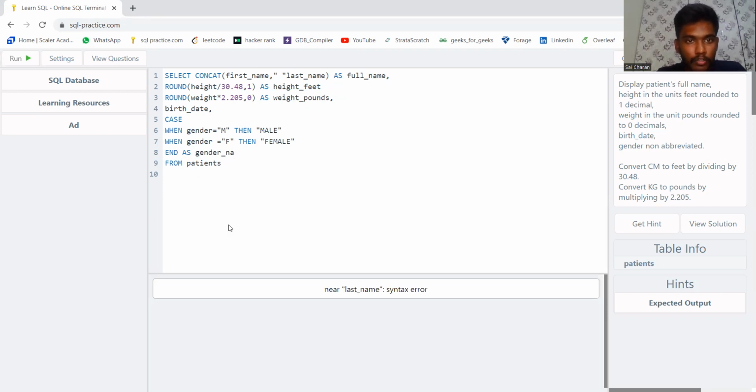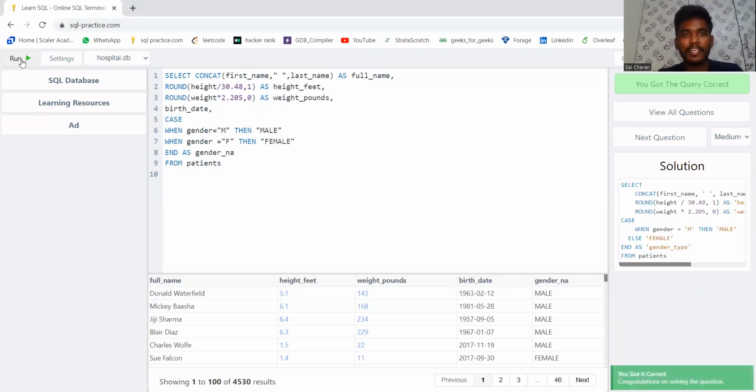Syntax error near last name. Okay, here we missed the comma. Let's check it again. In round off, okay, here we missed another comma. Yes, we got the correct answer. Let's move on to the next question.